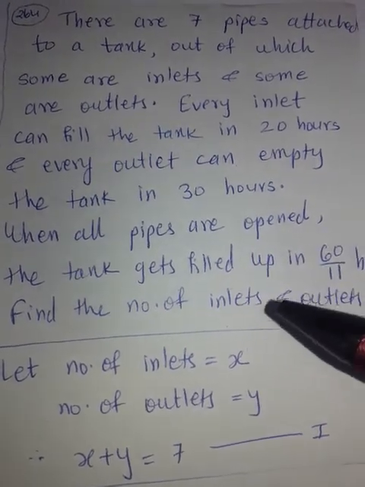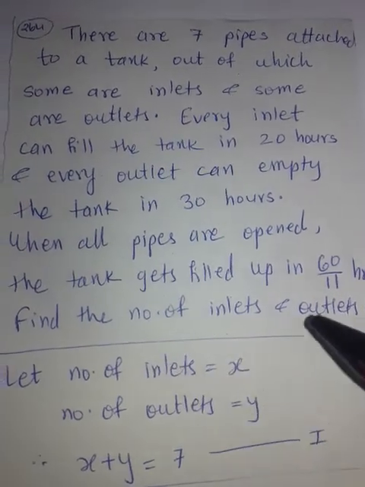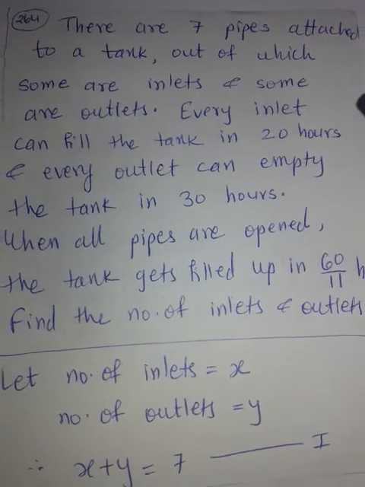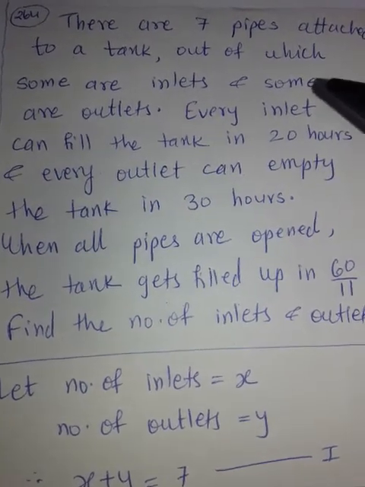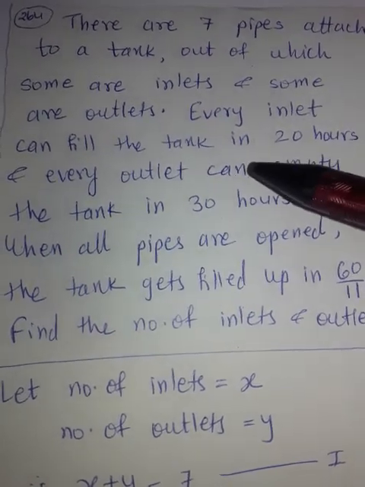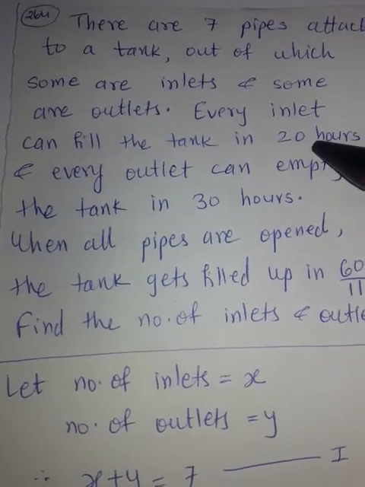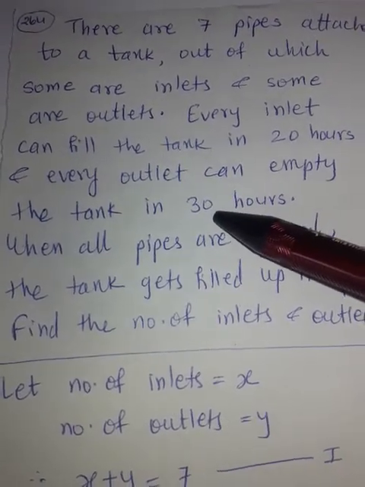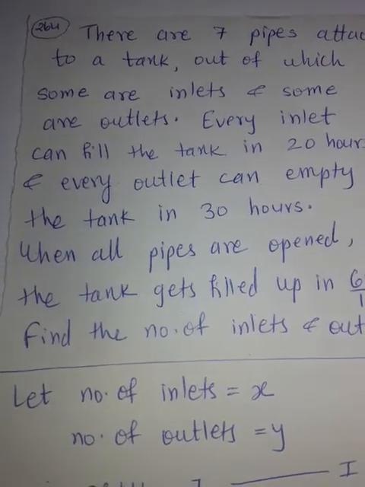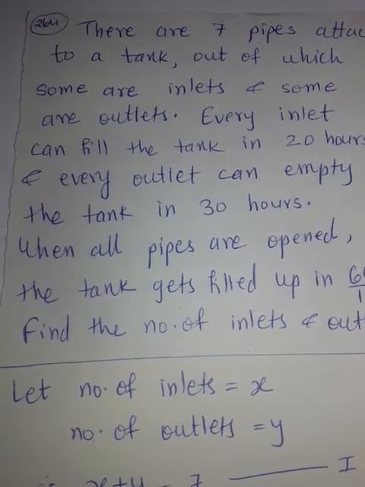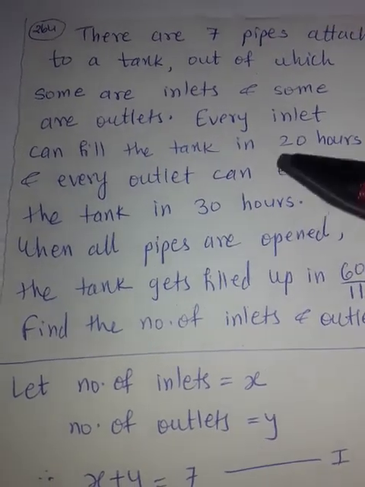When all pipes are opened, the tank gets filled in 60 upon 11 hours. Find the number of inlets and outlets. This is a little different example, but again it is very easy. We will see how we are going to solve it. Here there are a few inlets and outlets, but all inlets have the same speed and all outlets also have the same speed. Generally in all other examples, they give us pipe A, B, C. Pipe A can fill in 20 hours, B can fill in 15 hours. So their speeds are generally different. But here what is happening?